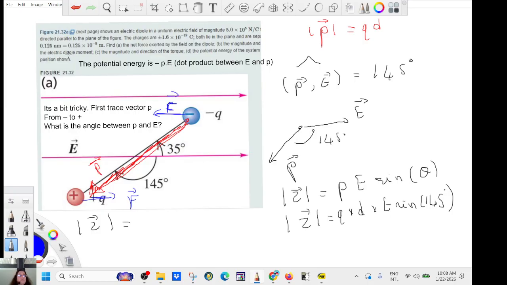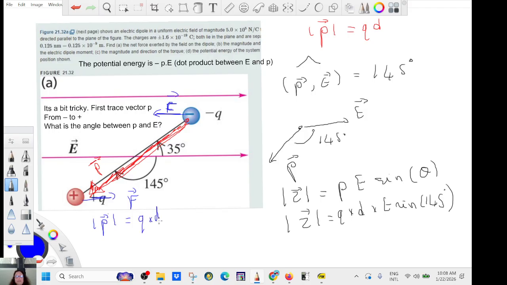And then the magnitude of the electric dipole moment. So you just plug it in. It's going to be Q times D, right? So it's going to be 1.6 times 10 to the negative 19, and the distance is 0.125 times 10 to the negative 9, right? And the unit is Coulomb meters.